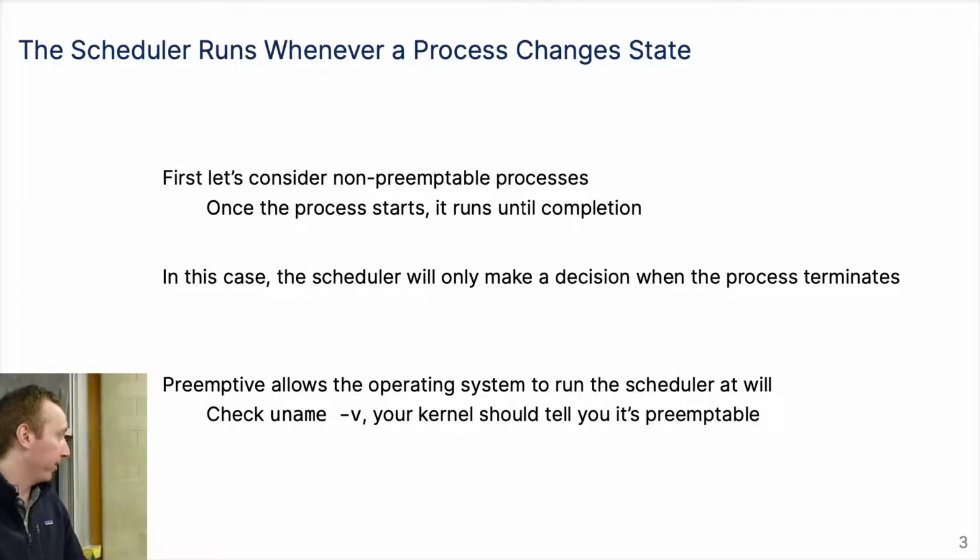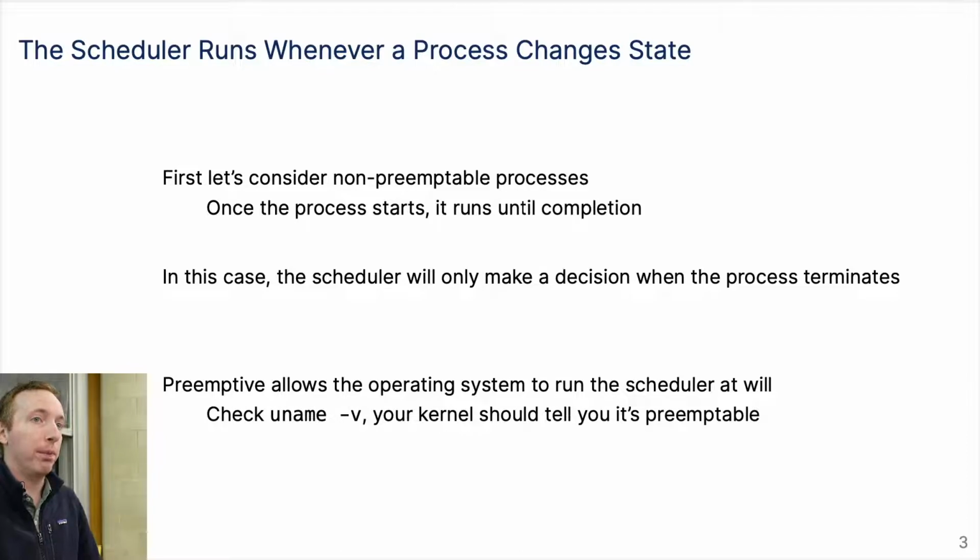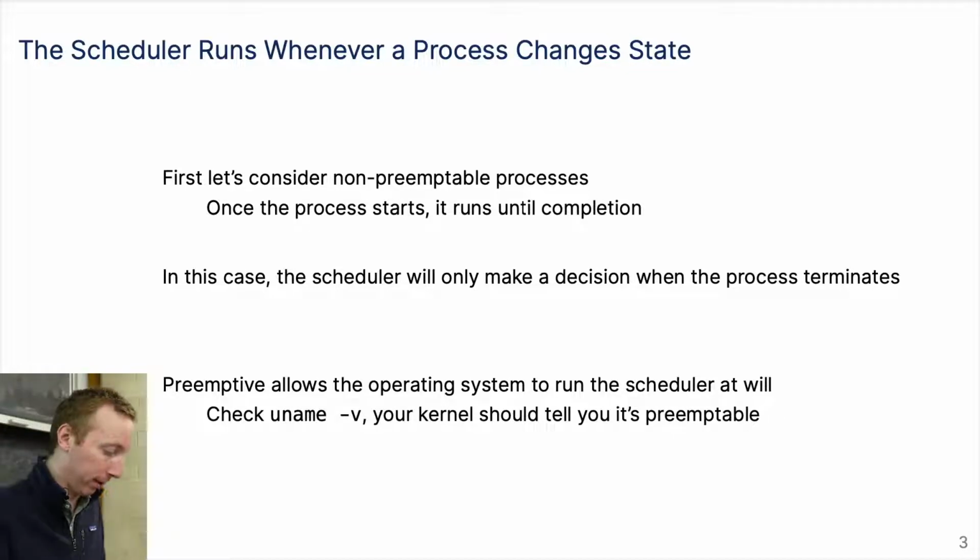We're first going to consider the easiest case possible, where we have non-preemptible processes. Once a process starts, it will get executed until it finishes. This is like the old batch systems where you just start a process, it runs till it's finished, and then after it's finished, you can run something else. In this case, if you're the scheduler, you only have a decision to make when a process terminates and the CPU is free, and you just have to pick the next process to run.